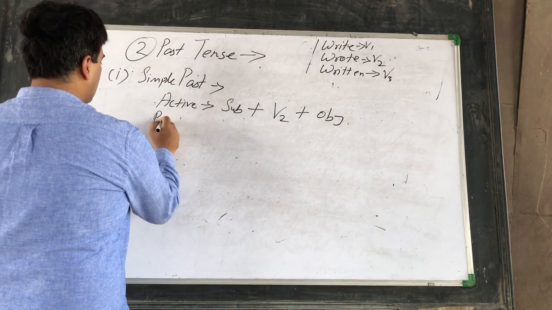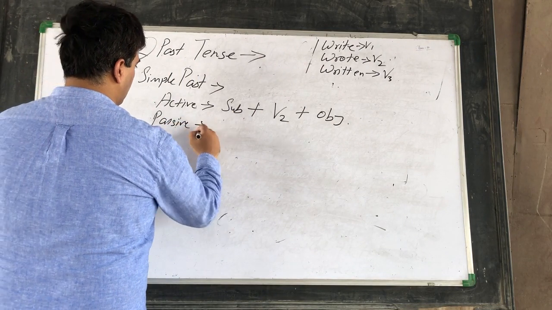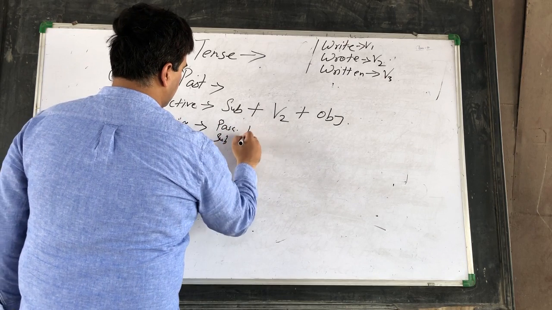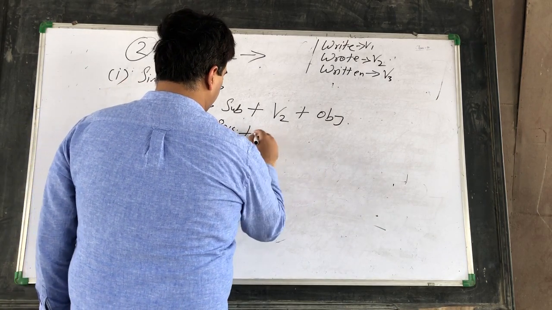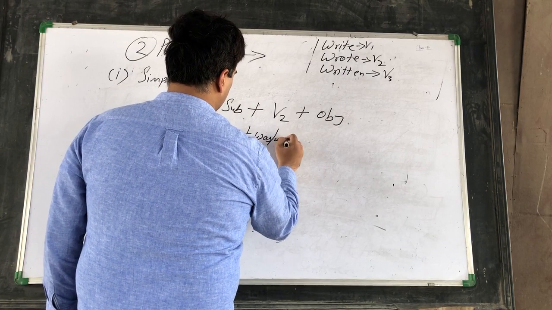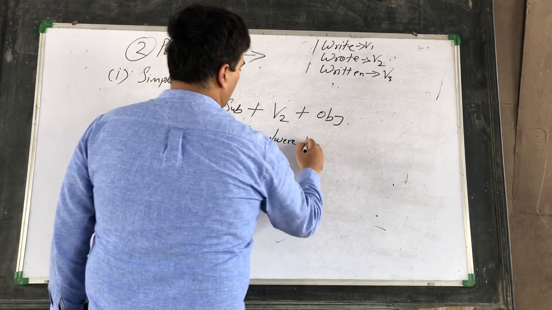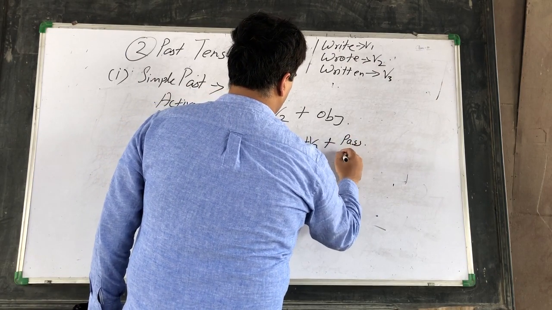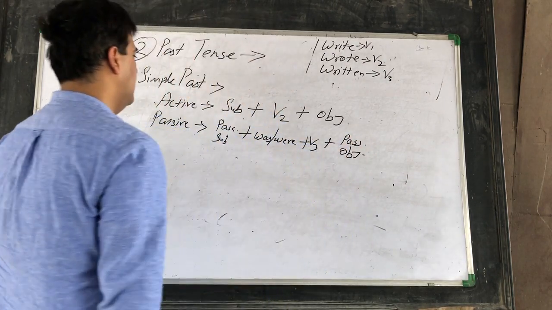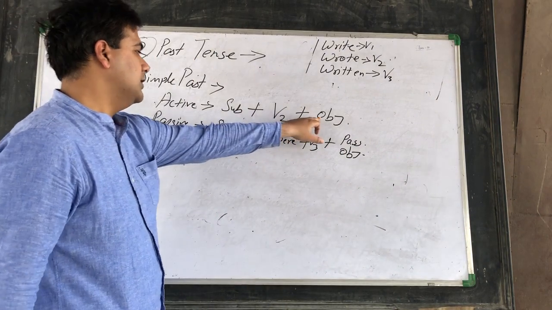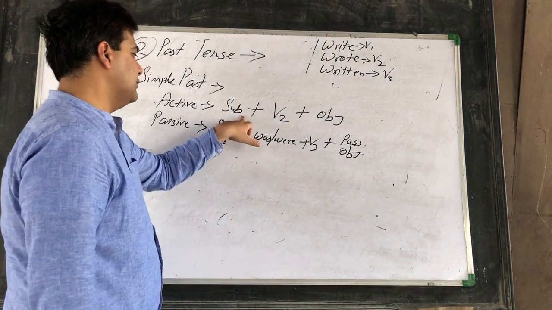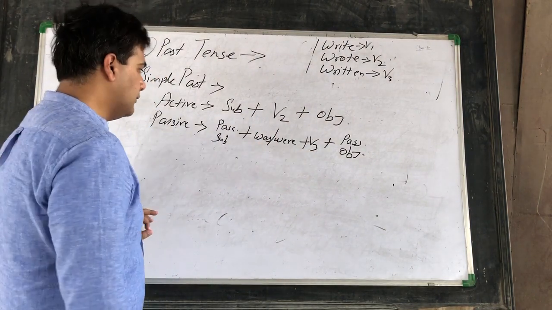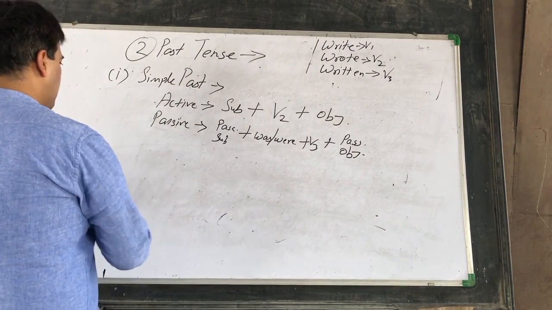And the passive will be passive subject plus was, were, then verb third form, then passive object. Okay? Passive subject, which means the object, and passive object, which means the subject. Was or were, depending on singular and plural subject. Verb third form also followed here. Let us understand the example.